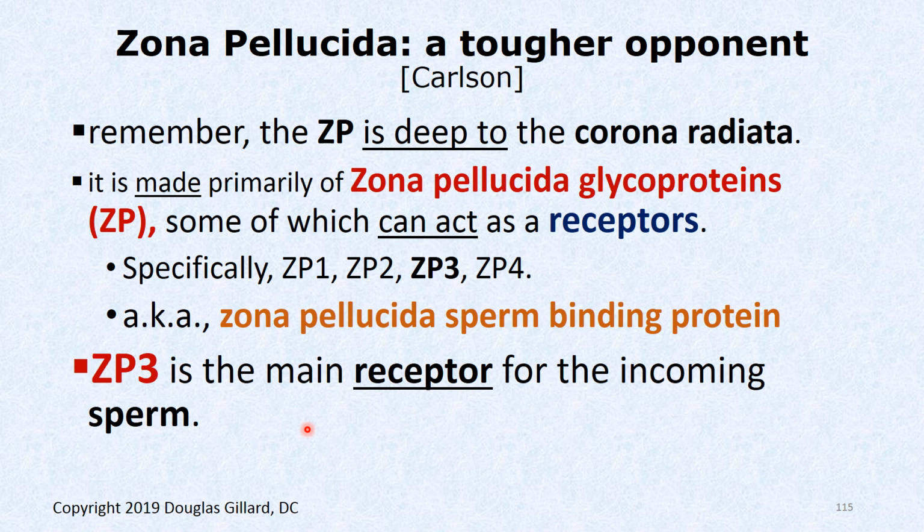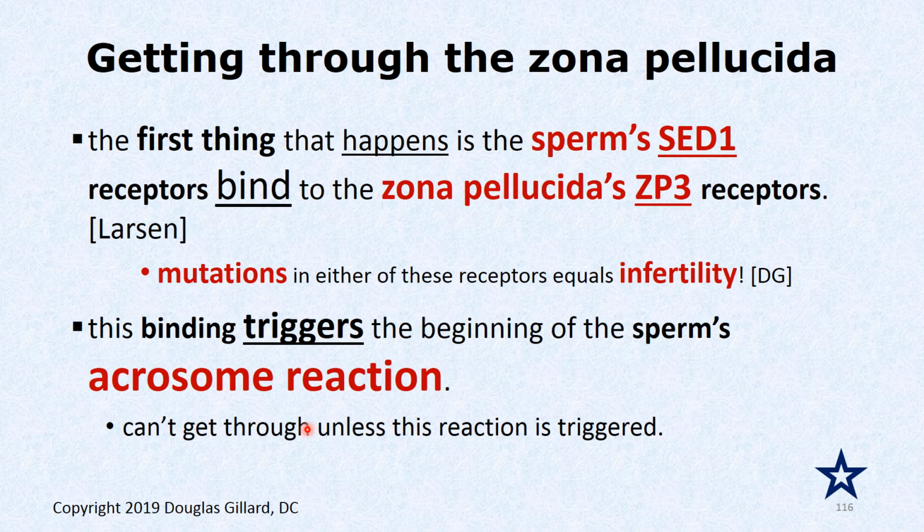Now we bump up against the zona pellucida looking for our ZP3 receptor. And this layer is a lot stronger. It's harder to get through. There are other receptors, right? We talked about ZP2 and 3 and 4. We don't really talk about them, but the big one is ZP3. That stands for zona pellucida sperm binding protein. So ZP3 is the main receptor for incoming sperm. We know that. So how do you get through there?